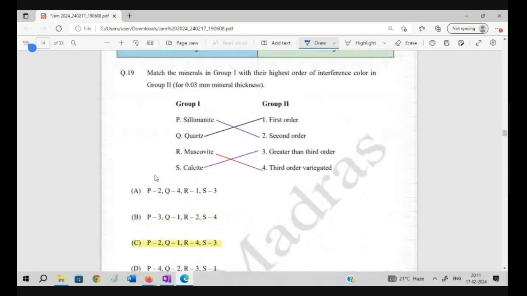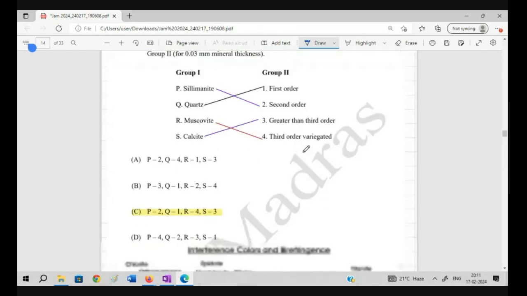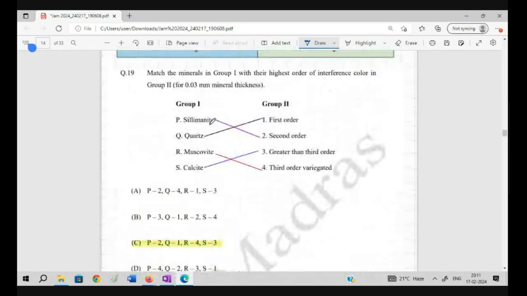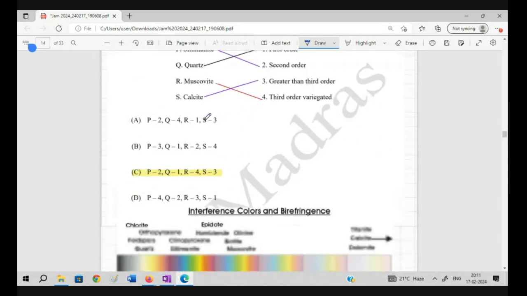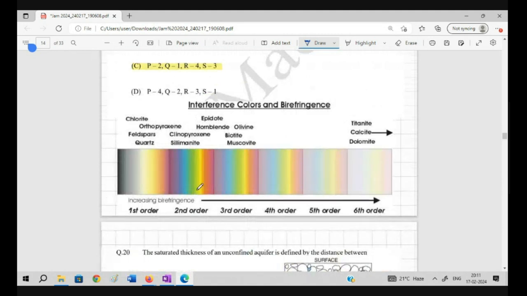Now, then let's see the next one. Some minerals are given to you, okay, and their respective interference color and order particularly are given to you. So let's match them. So about sillimanite shows which order interference color? Second order. Okay, if you see, you can see this is the Michel-Lévy chart, describing about the order of the interference color. You can see the sillimanite, clinopyroxene, all of them show the second order interference color.